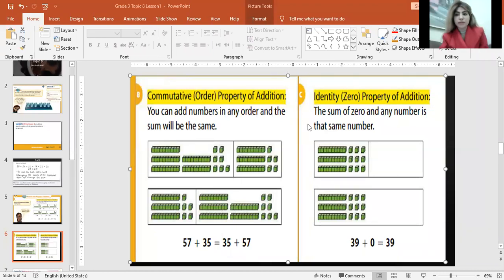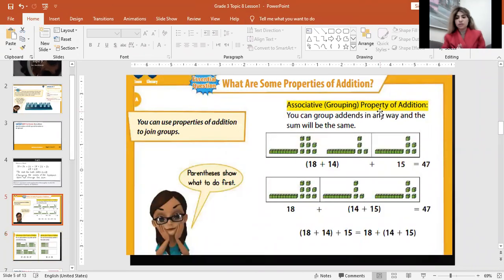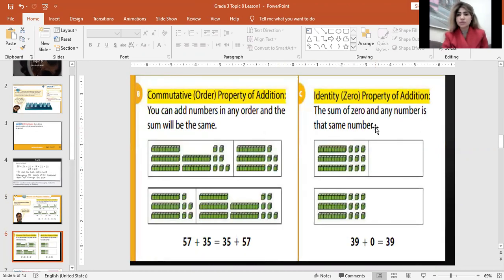There are 3 properties of addition. What are these? As I told you, the first is called associative property of addition, where we change the numbers inside the brackets. And the other 2 properties of addition: commutative property of addition. What is the commutative property of addition? As I told you before, 2 plus 3 is exactly 3 plus 2. 2 plus 3 equals 5, and 3 plus 2 equals 5. So this is called commutative property of addition, which is you can add numbers in any order and the sum will be the same. If you add 57 plus 35, it will be 35 plus 57.